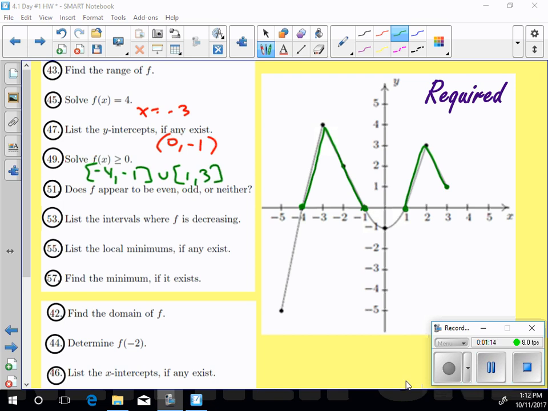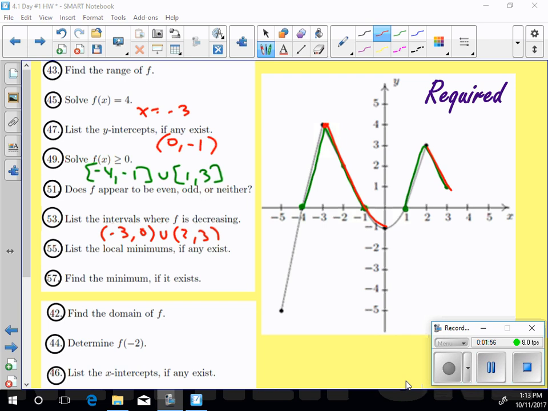So wait. Is this odd, even, or neither? Neither. Right? Doesn't have y-axis symmetry or origin rotational symmetry. List the intervals where it's decreasing. Well, it'd be decreasing there as well as there. You don't want to close brackets on that, though, because at the endpoints, it's not technically decreasing there. It's decreasing after the endpoint, so you would have parentheses, not closed brackets. We would have, what is that, -3 to 0 and 2 to 3. Cool.